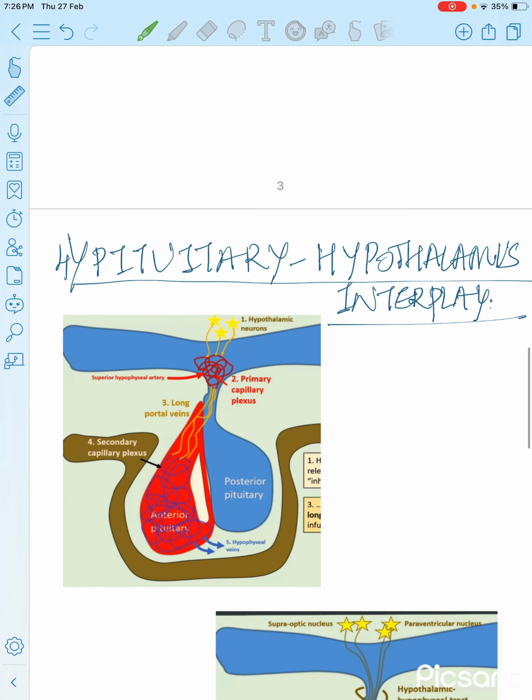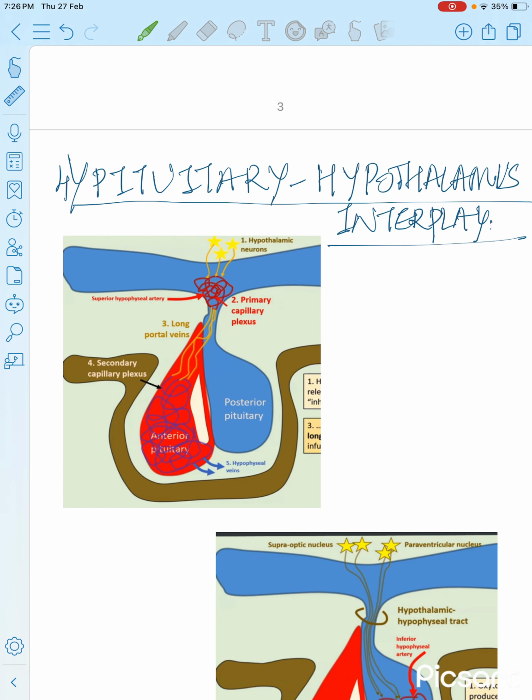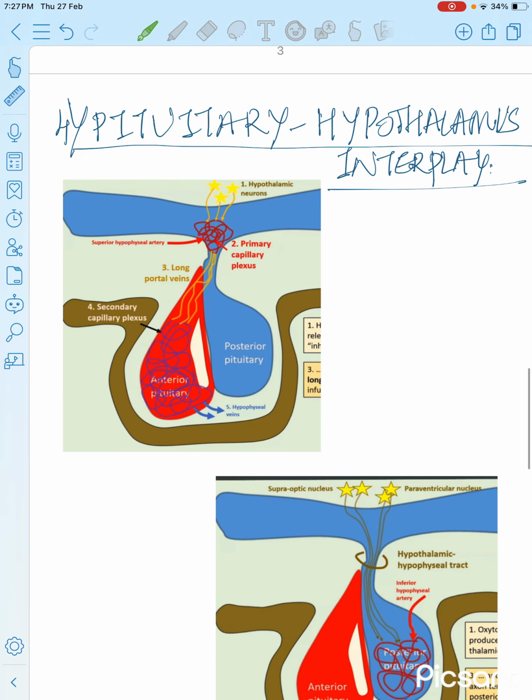Moving on further, so we all know that anterior pituitary produces the hormones while posterior pituitary merely acts as a pathway for the hypothalamic hormones to be secreted into the bloodstream. So how exactly does this happen? This is your anterior pituitary. As we know, pituitary is an endocrine gland. So what exactly are endocrine hormones? They secrete chemical messengers directly into the bloodstream.